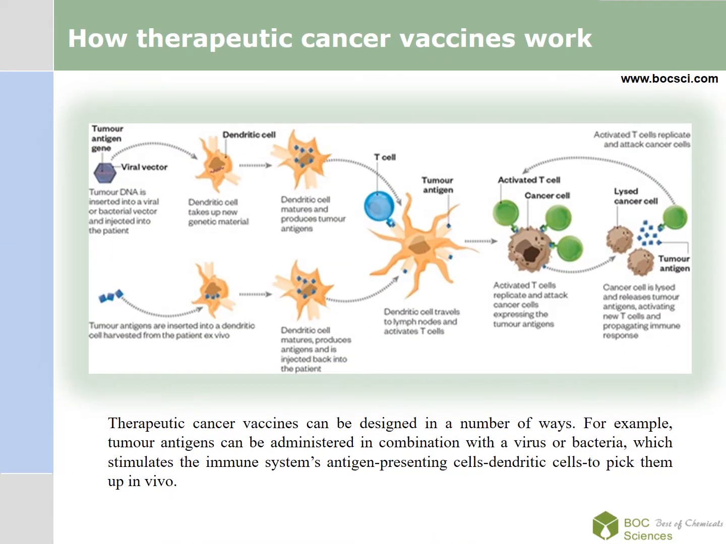How therapeutic cancer vaccines work. Therapeutic cancer vaccines can be designed in a number of ways. Tumor antigens can be directly loaded onto the immune system's antigen-presenting cells, dendritic cells, outside the body and then reintroduced. Or they can be administered in combination with viruses, bacteria or other substances that stimulate the immune system, adjuvants, to get dendritic cells to pick them up in vivo. Either way, the dendritic cells then travel to the lymph nodes to prime and activate T-cells, so they can hunt down cancer cells expressing the tumor antigens.